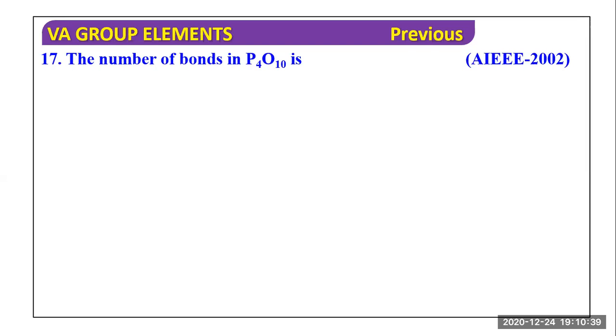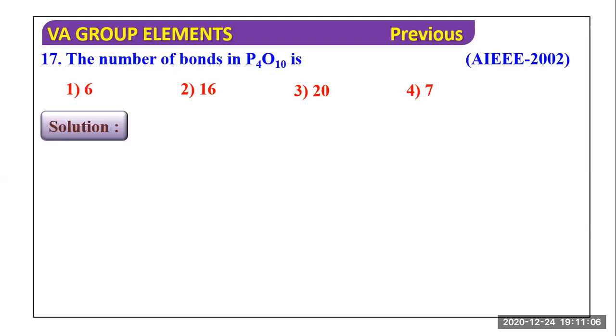The number of bonds in P4O10 is: anyone can ask this type of question in board also. Is it 6, or 16, or 20, or 7? Which one is correct? So there are so many bonds in P4O10. You should draw the structure actually.